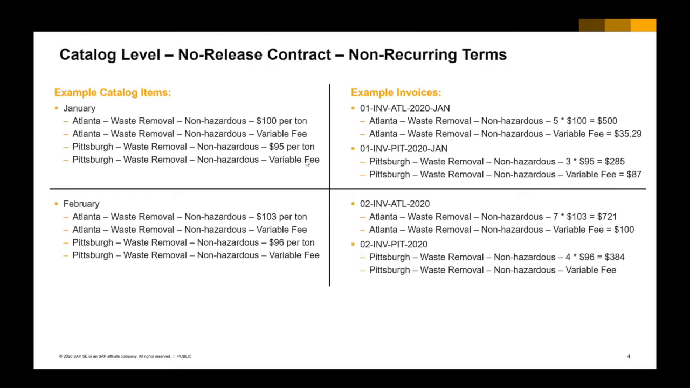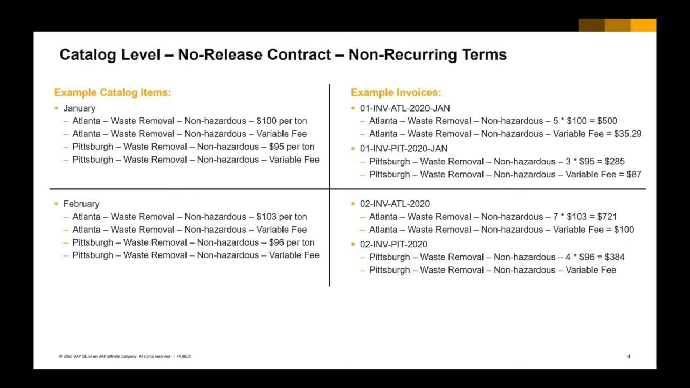When the pricing changes the next month, the catalog would be updated with the new pricing, sent for review and approval, and then published as the new version. And then you can see over here examples of what the invoices would look like. Again, an invoice per location. The pricing from the catalog is defaulted. When the pricing changes the next month that they're invoicing, the price will be updated based on the catalog.